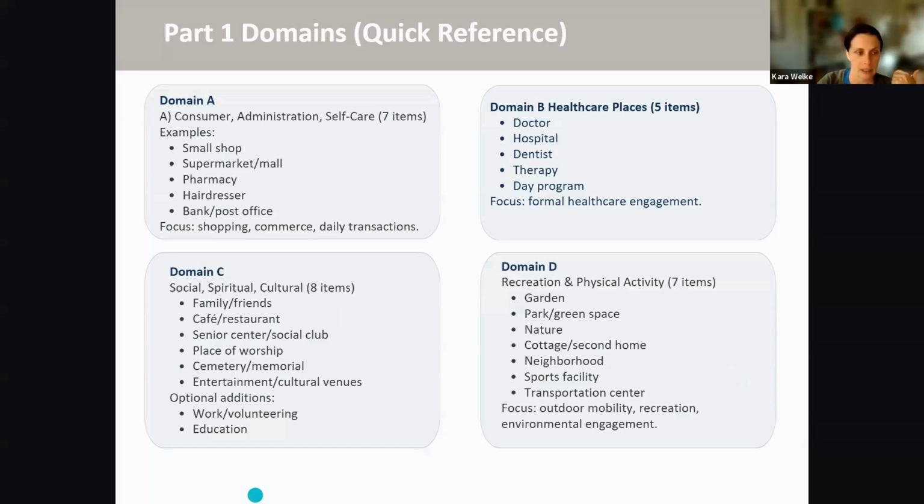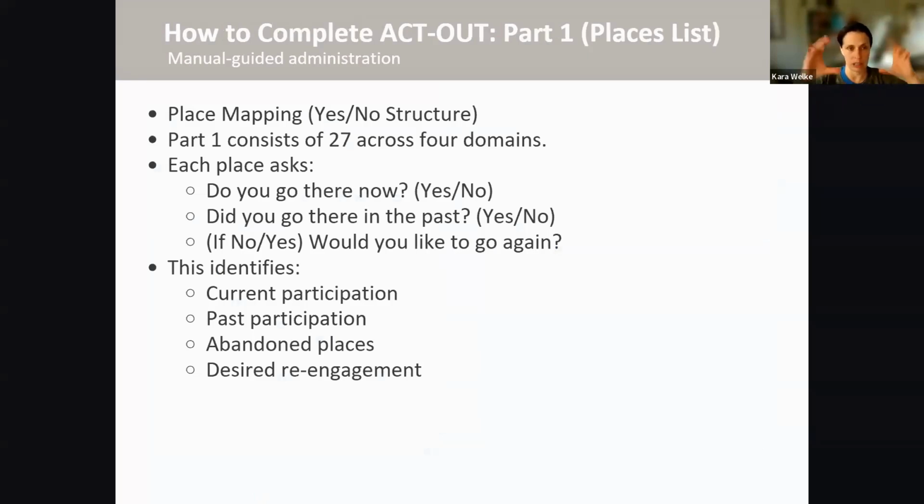Again, part 1 is merely going through all of these different domains. You're asking them, do you go there now? Do you go to the post office? Yes or no? If they say no, did you go to the post office before? Yes. Would you like to go again? No. And then you move on.